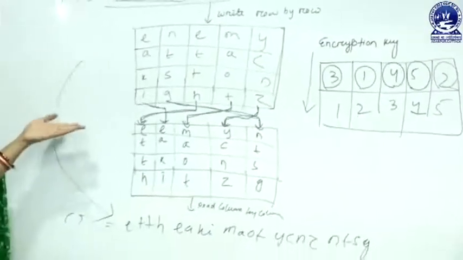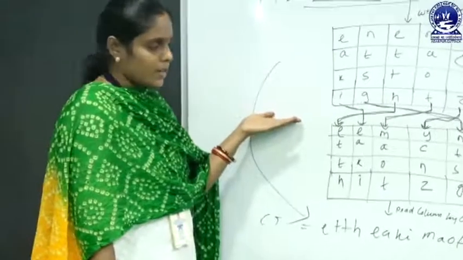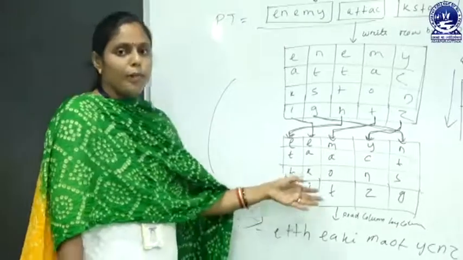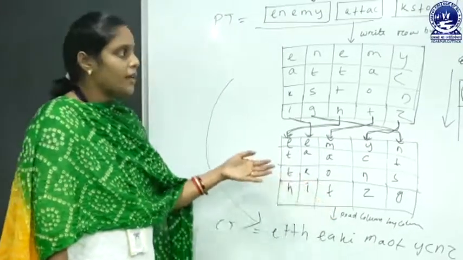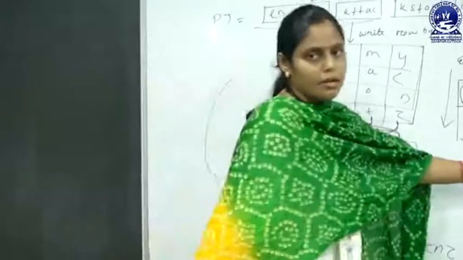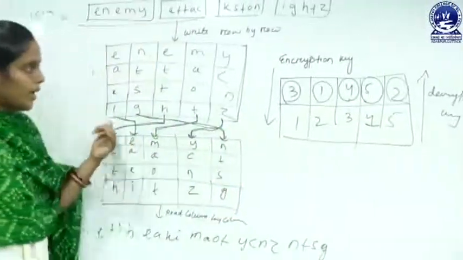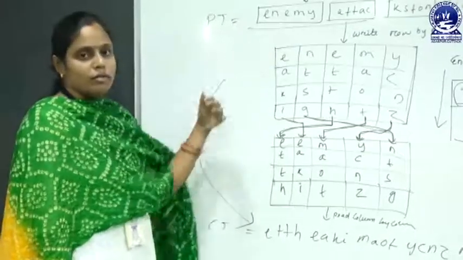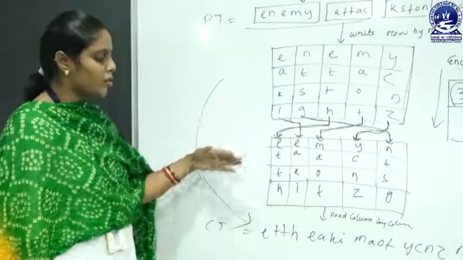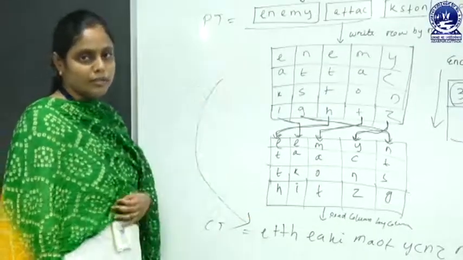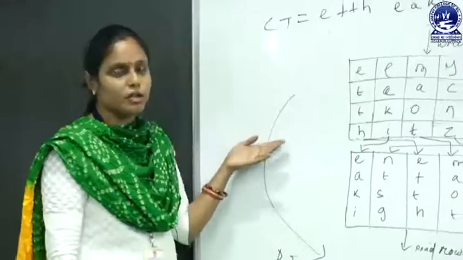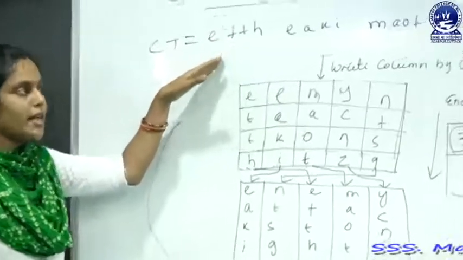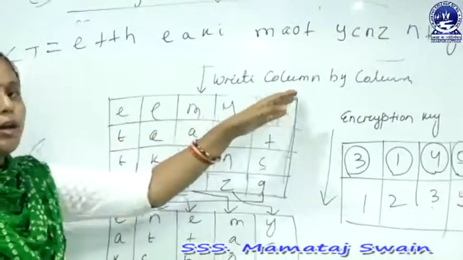Now for the decryption you use the reverse process. That means first of all you write the ciphertext column by column. After that you use the decryption key. Then whatever table you get, you read this table row by row, which converts your ciphertext to the plain text. Now look here, this is the decryption process. Here this is the ciphertext. First of all you have to write this ciphertext in a table, column by column.